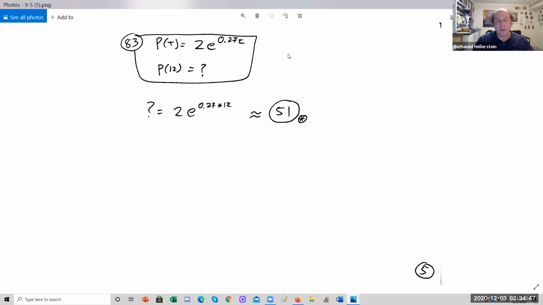All right, this is a simple calculator problem. You have $2 increasing at 27% for 12 years. How much? 2 times e to the 0.27 times 12 comes to 51. Okay, that was pretty routine.